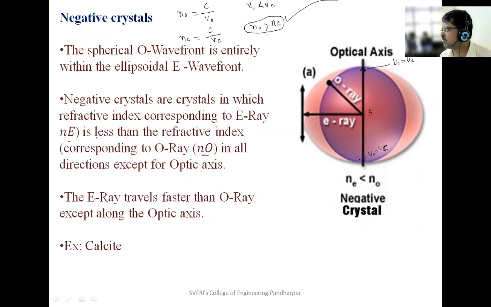In negative crystals, the refractive index of ordinary rays is greater than the refractive index of extraordinary rays, except along the optic axis. Right, second point. Have you written the first point?